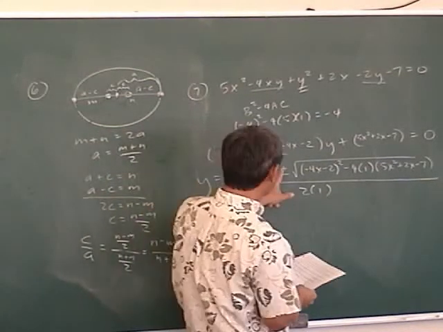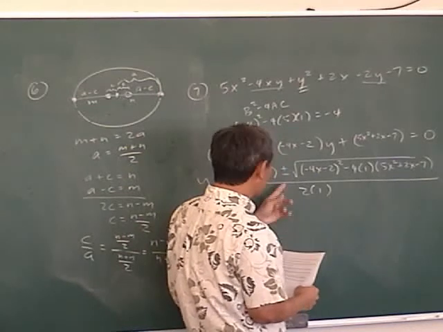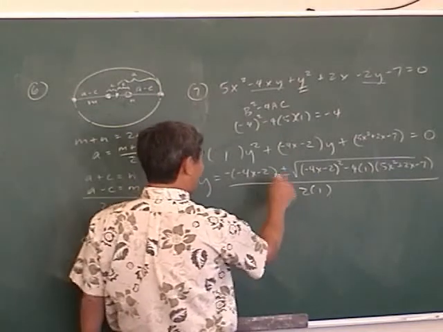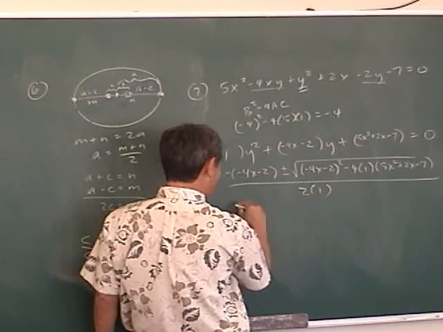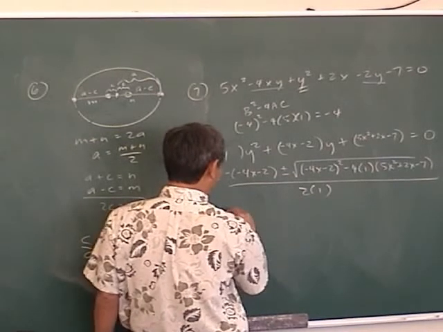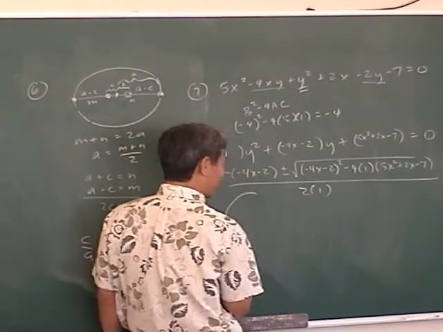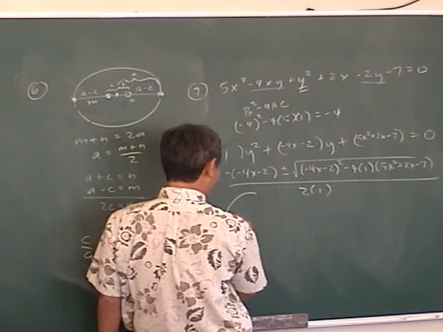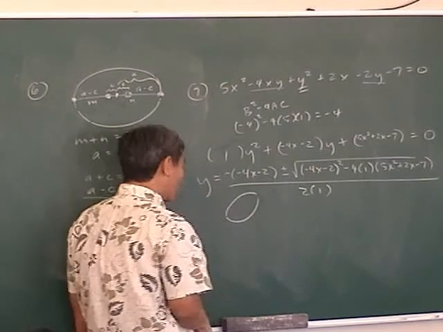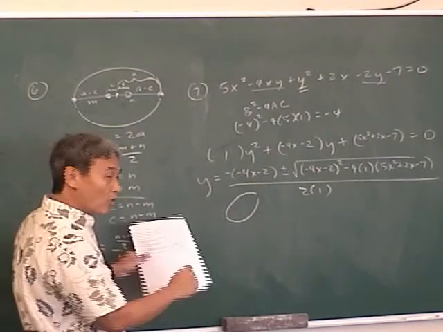Y1 is the one with the plus sign. Y2 is the one with the minus sign. Now what's going to happen is the calculator is going to graph it. The one with the plus sign graphs the upper half of the ellipse. The one with the minus sign graphs the lower half of the ellipse. You put them all together, you get the whole ellipse.